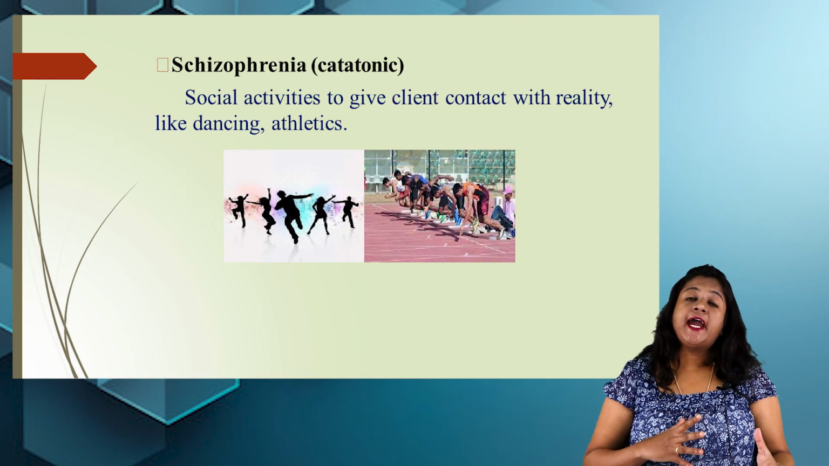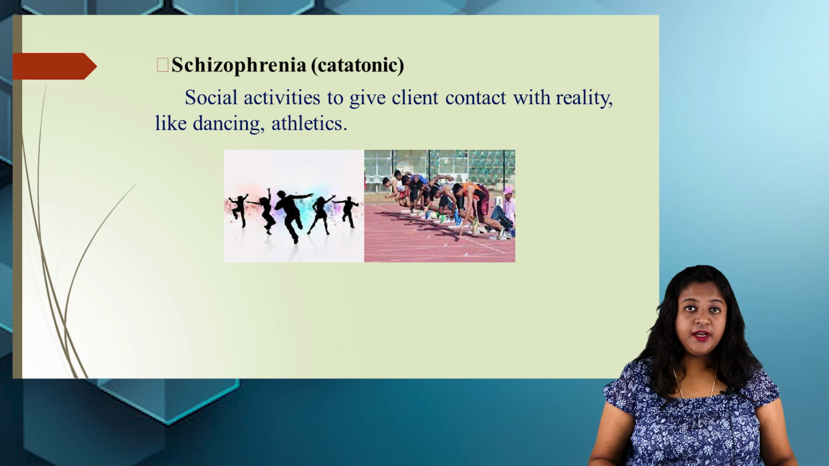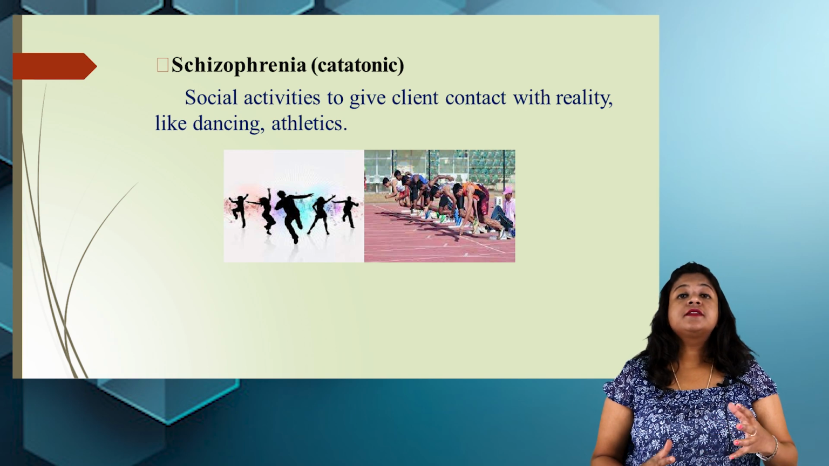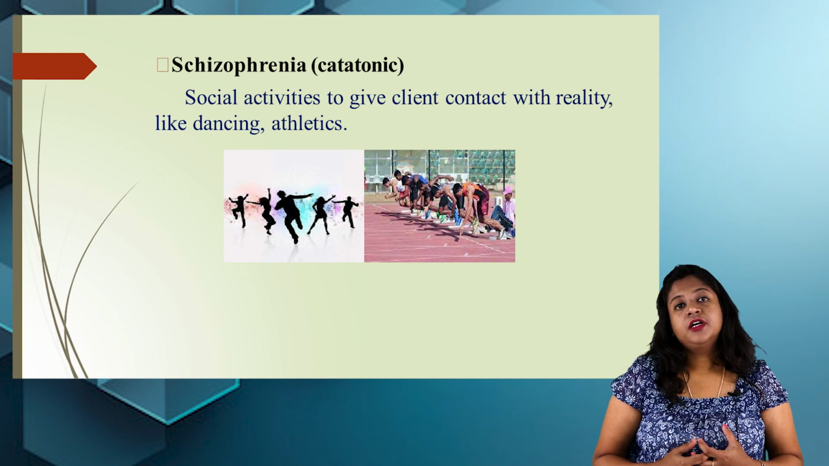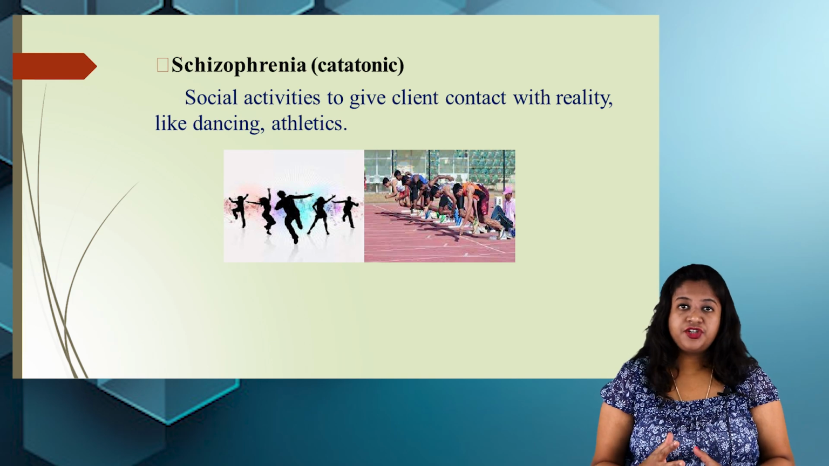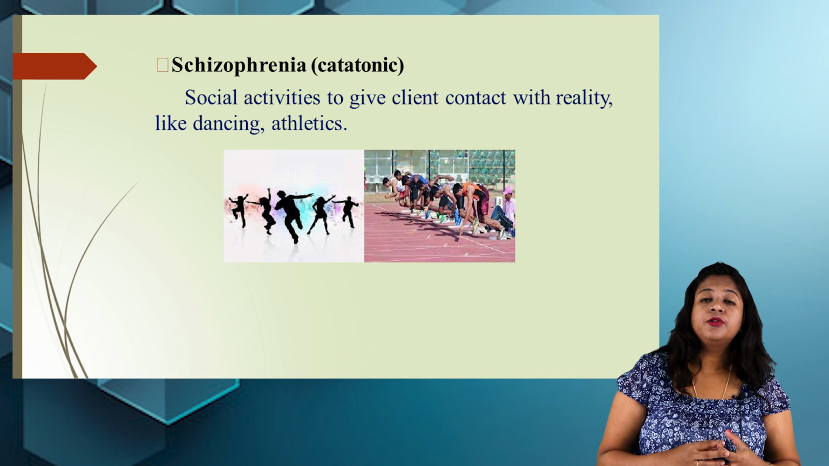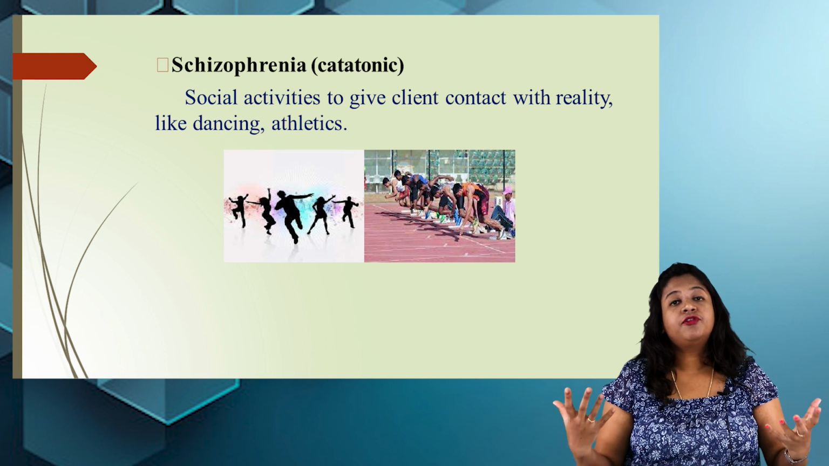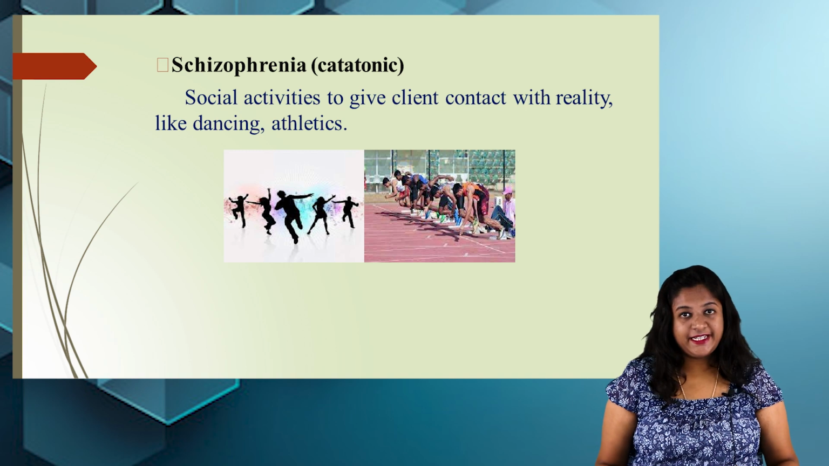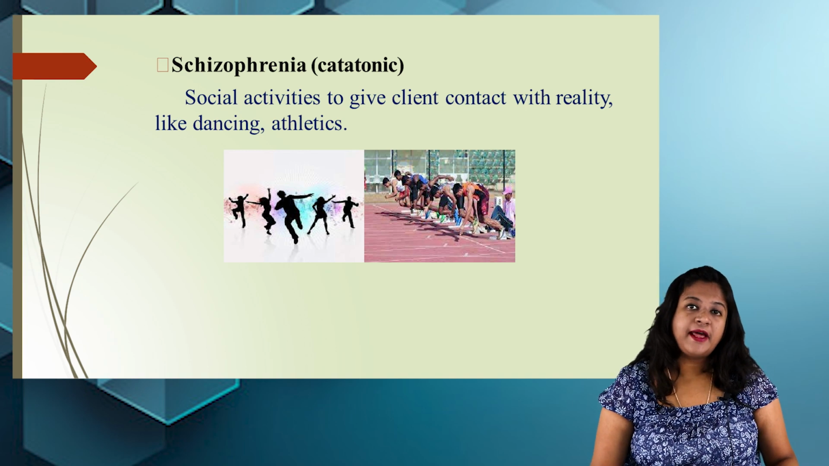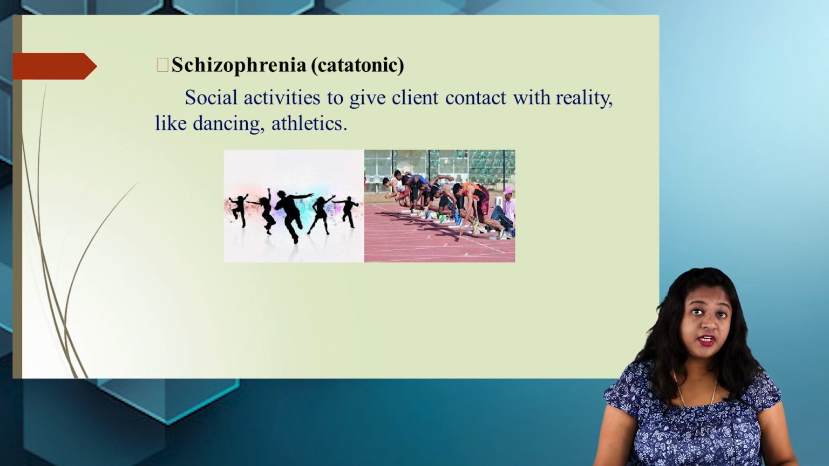If you take the catatonic type of schizophrenia, you plan some activities which bring about social interaction, or bring about realization of the self or the reality, like dancing or athletics. Such games can be planned for catatonic schizophrenic conditions.